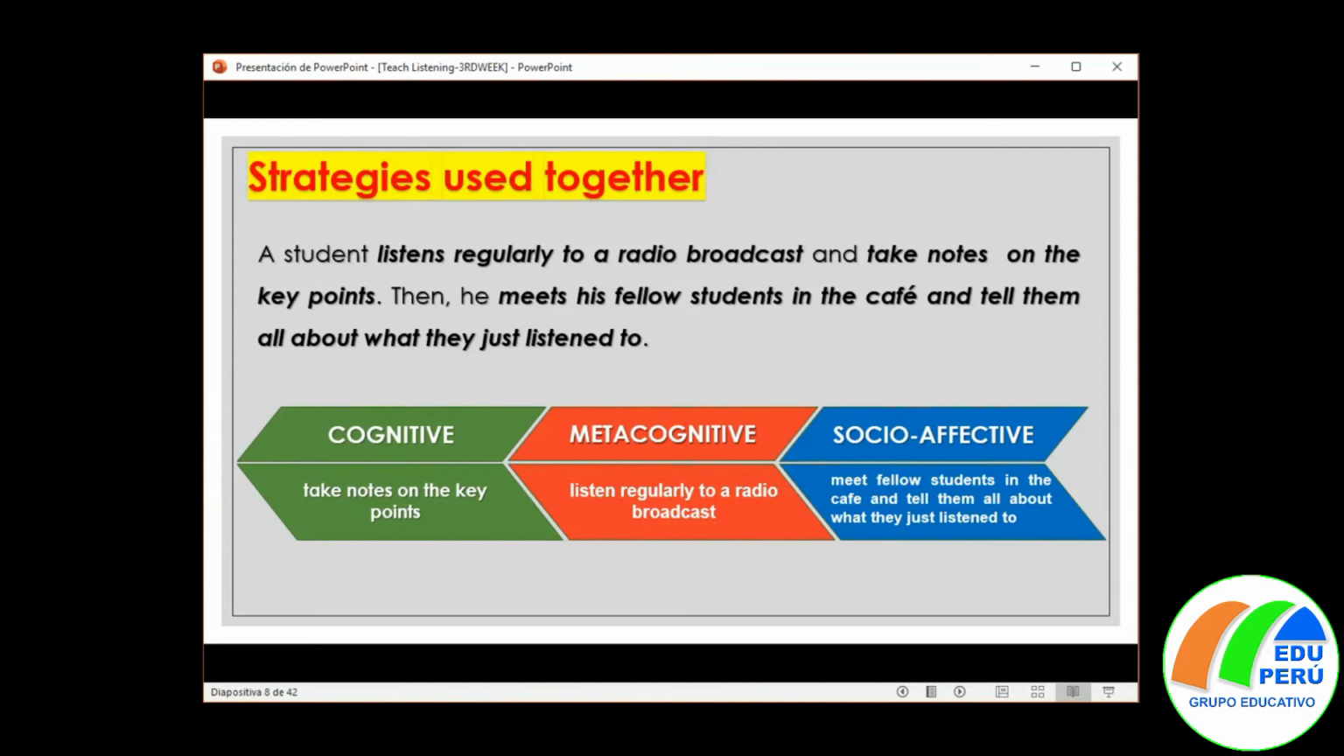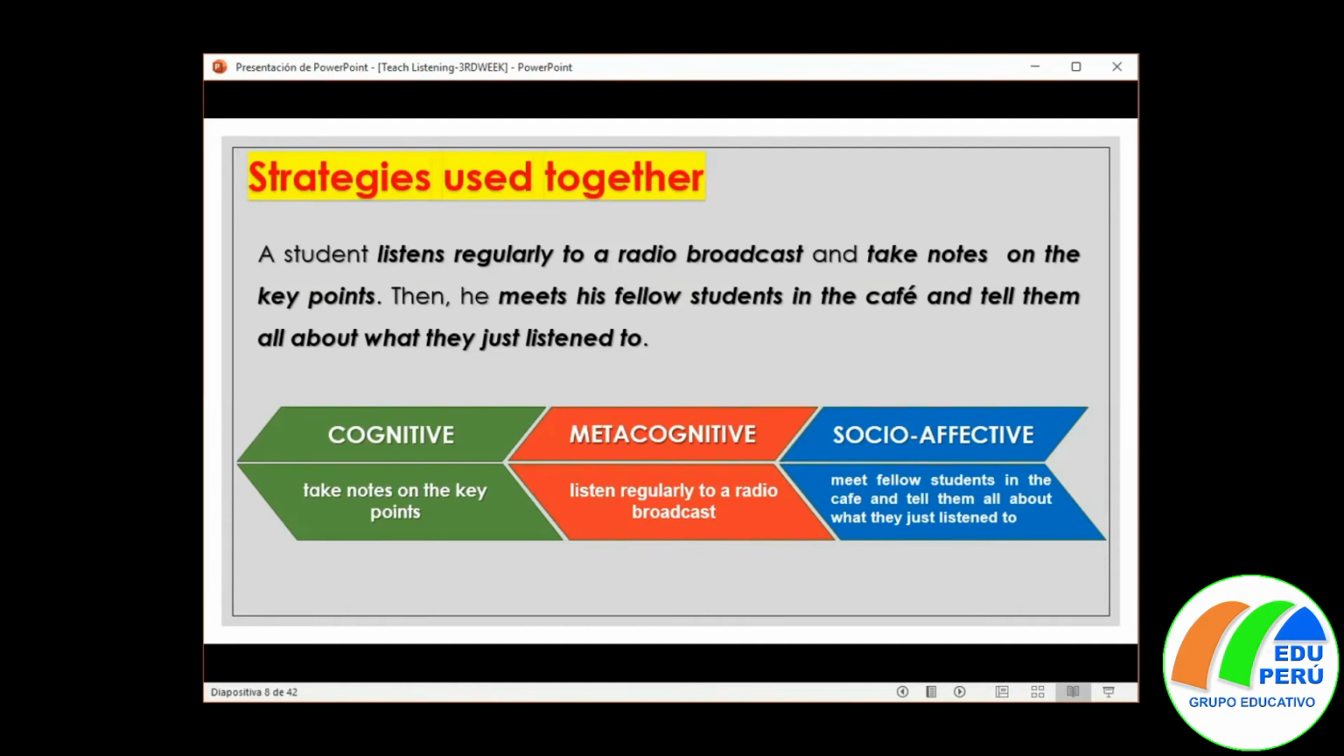It's not in the classroom. The teacher didn't ask him to report this to the other classmates. No. They start meeting each other, hanging out, and he started talking about what he listened to in the radio broadcast. So this is the socio-affective strategy. Notice, here we have these three strategies, and we use them in our daily life. We use the cognitive, metacognitive, and socio-affective.